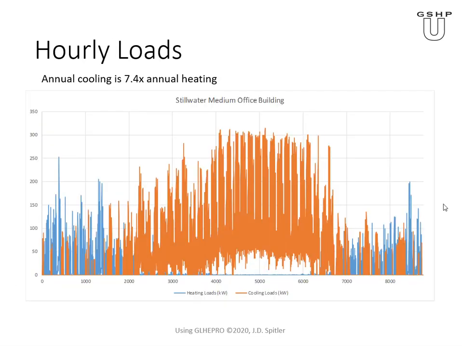And this building, as you might imagine, an office building in Stillwater, has quite high cooling loads compared to the heating loads. So the orange here are the cooling loads and the blue are the heating loads. And the annual cooling loads summed together are 7.4 times the annual heating load. So this is what we would call a cooling dominated building.